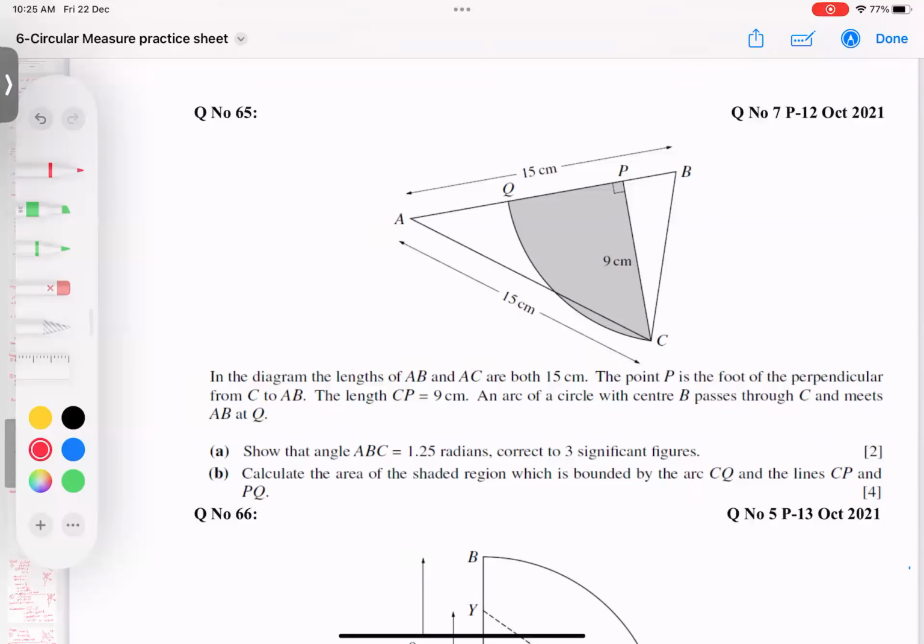Bismillah ir-Rahman ir-Rahim. This is the October 2021, variant 12, question number 7. Okay, and the question is given here.